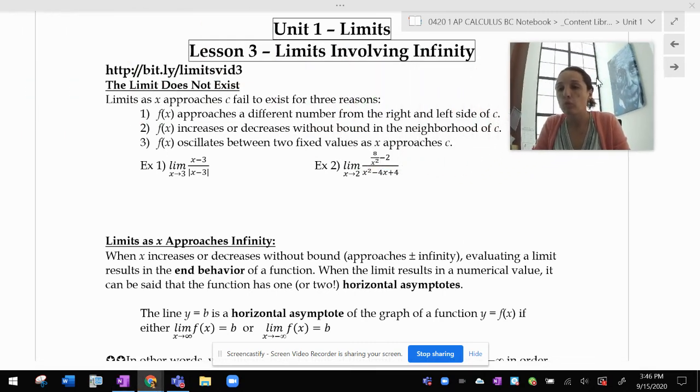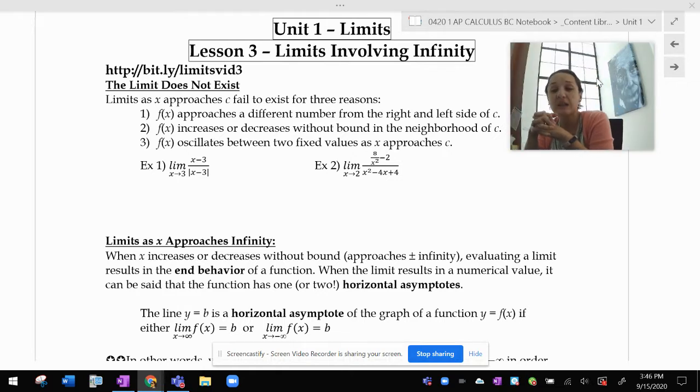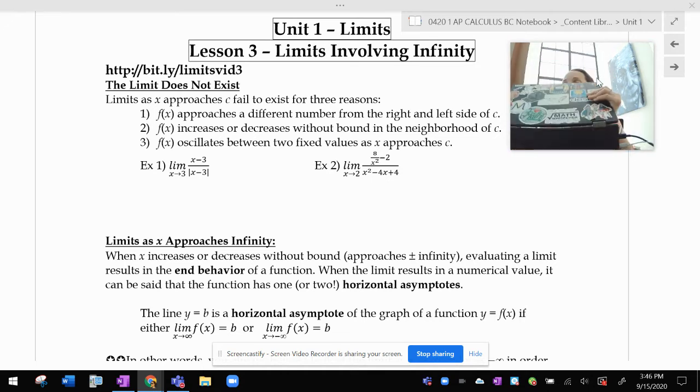Howdy. We're going to do another lesson on limits. This one is going to be about limits involving infinity. That means that we might be plugging in infinity. We might be getting infinities for answers, stuff like that. So let's get to it. Got to flip my computer here.